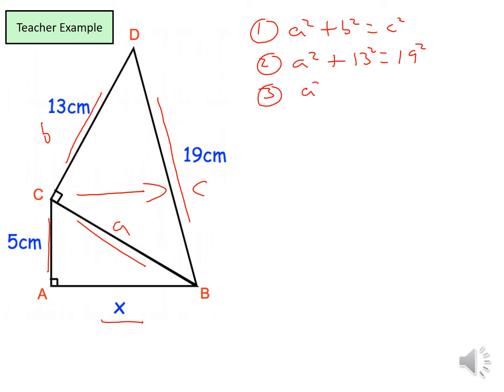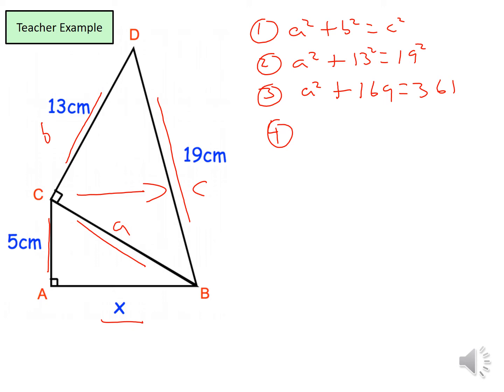The next step, let's carry out our calculations. So a squared we don't know what a is, so we leave that as a squared. 13 squared we do know is 169, and 19 squared is 361. Remember, you are allowed to use a calculator for this question.